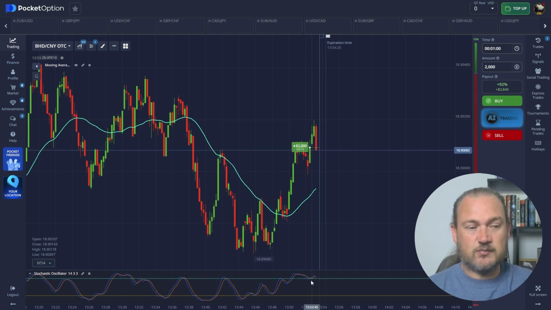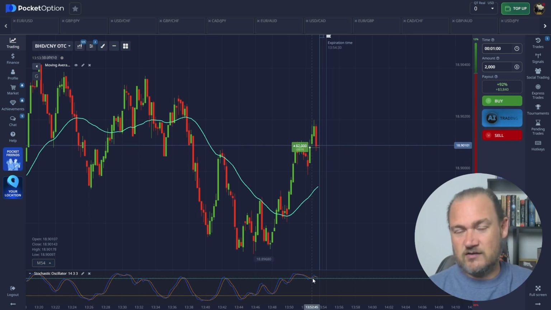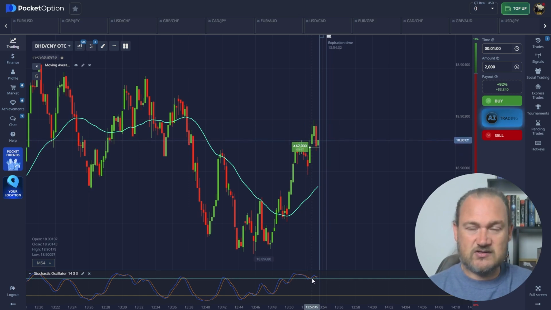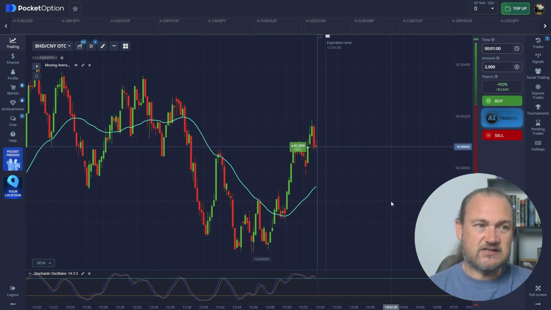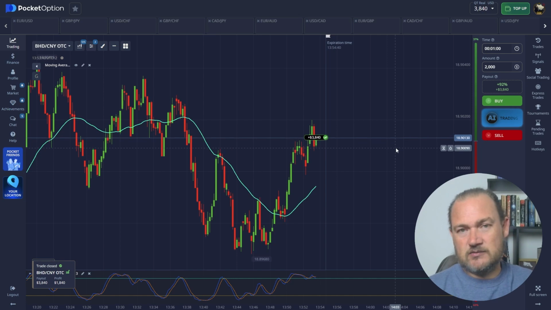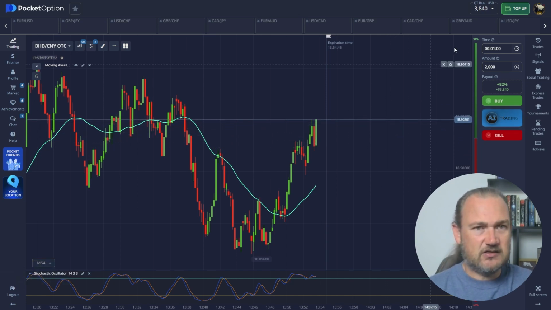are a lot higher, because the stochastic is in overbought instead of in oversold. So I'm taking a buy while the stochastic is in the overbought section, and I know that my chances of getting a good entry are better than taking a reversal trade. There we go. That was a good entry.